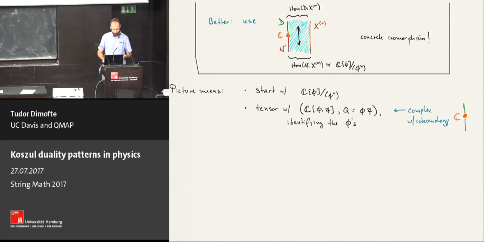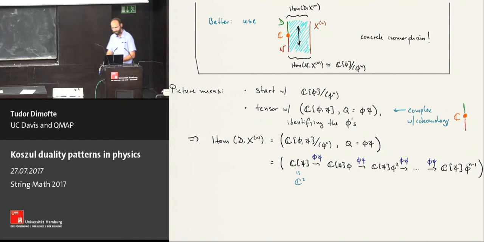And that can be translated into a more precise mathematical prescription. So we start with some symmetric algebra module, like C of phi mod phi to the n. And then tensor with C. But by tensor with C, I secretly mean tensor with that big complex whose cohomology is C. Identify the phis and apply the differential from that complex. And well, if one works through that, one gets something interesting.